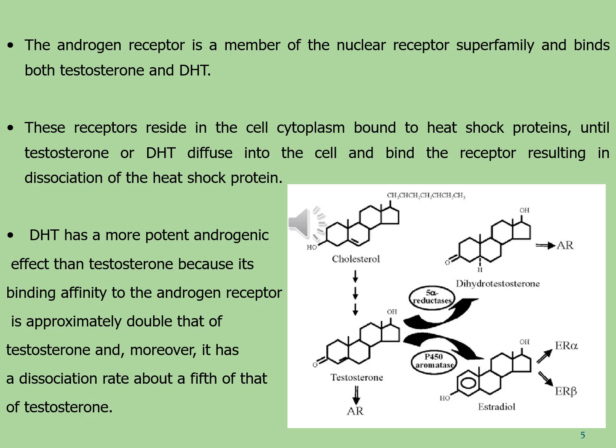So in this way, from testosterone, dihydrotestosterone is derived by the effect of the enzyme 5-alpha reductase, and estradiol is also derived by enzyme effect, that is P450 aromatase. In this way, dihydrotestosterone is derived from the first intermediate which is synthesized from cholesterol.